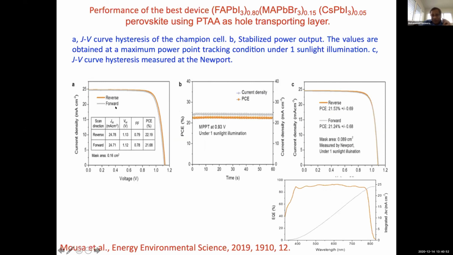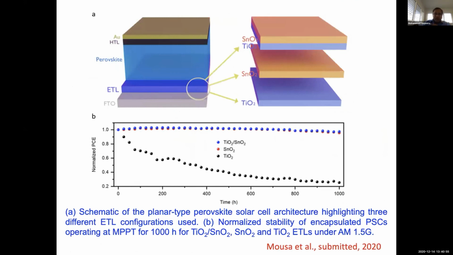Now, the importance of this tin oxide is shown here. If we use only titanium dioxide, the perovskite solar cells decrease their efficiency significantly over the period of 1000 hours. The moment I use pure tin oxide as the electron transport material, the stability is significantly enhanced compared to the TiO2 layer. Or if I use TiO2 followed by a passivating layer of tin oxide, again the efficiency is overlapping, similar to the tin oxide.